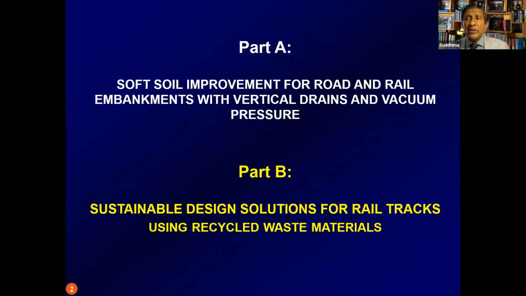My presentation will include two parts. Firstly, I will talk about soft soil improvement for road and rail embankments with applications of vertical drains and vacuum pressure. Part two will be quite different in terms of sustainable design solutions, where I would look at the use of recycled waste materials for improving road and rail infrastructure.